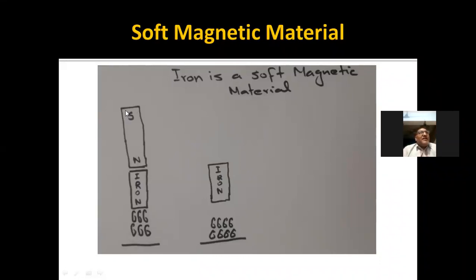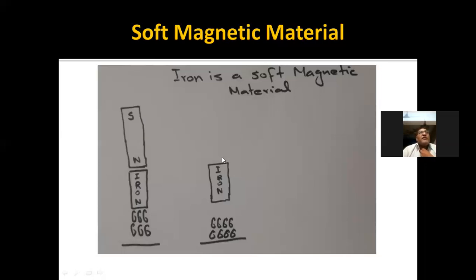Here we have a bar magnet, a permanent magnet, and there is a piece of iron. When they are in contact, this iron will also be behaving like a bar magnet. It has these paper clips attached to this iron piece because this iron has its south pole here and north pole here. So this iron is also behaving like a magnet. And these paper clips are attracted to it because this iron has induced magnetism.